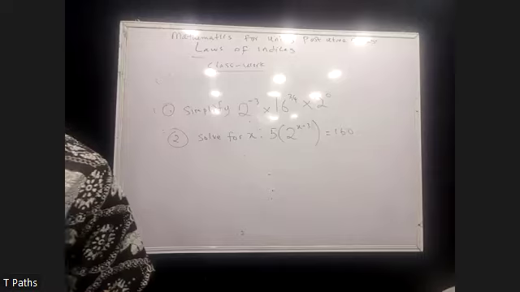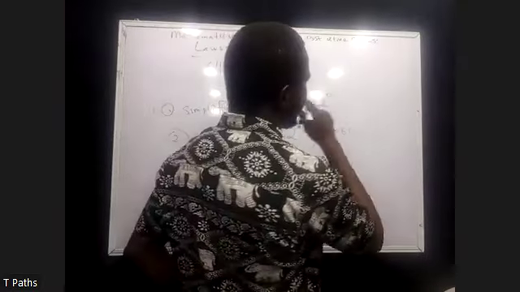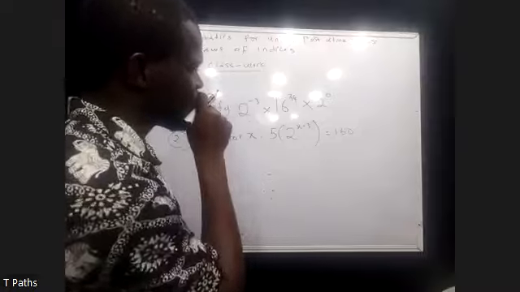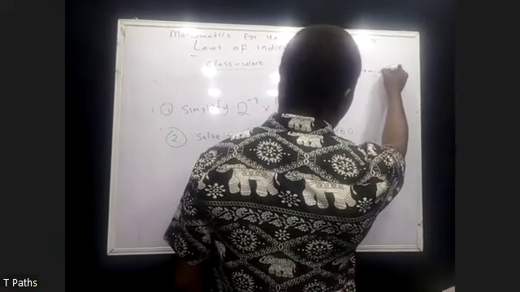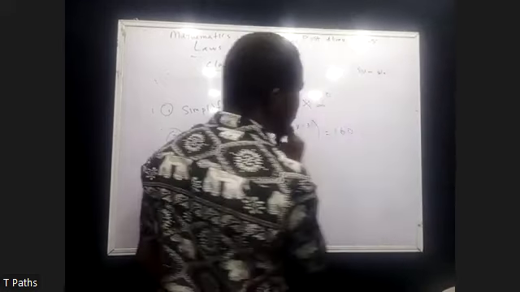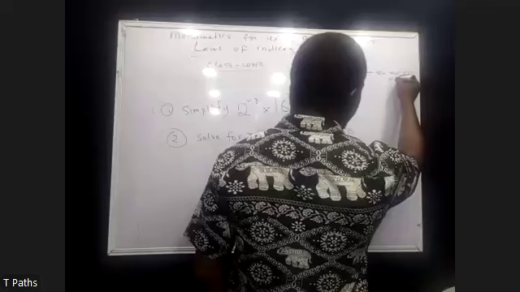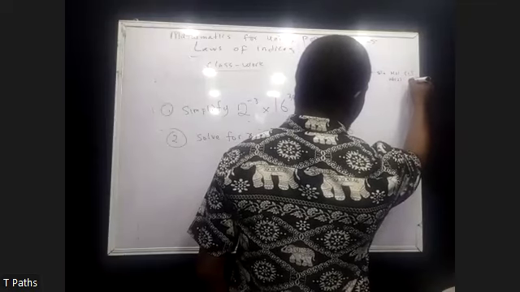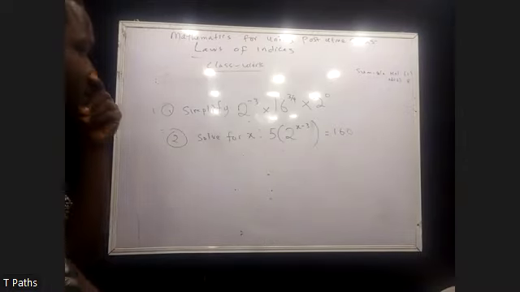For number 1, I got 1, and for number 2, I got 8. What's your name? Sumisola. Number 1, you got 1. Number 2, I got 8. Any other person? Any other person is okay.